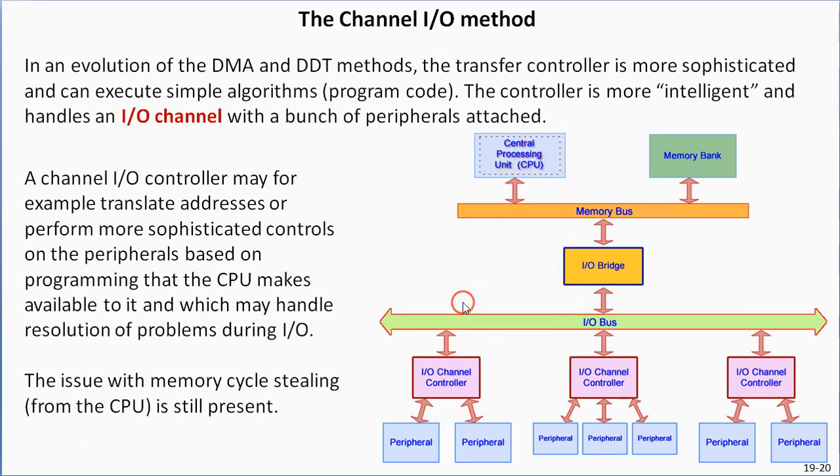The issue with memory cycle stealing from the CPU is still present. It's just that it is not as much pronounced. Often, the channel controllers may need to access memory because they need to access programming in order to know what to do with certain peripherals or certain situations, but that communication is not as often because that communication can be kept to a minimum. Nevertheless, cycle stealing from the CPU is still present.